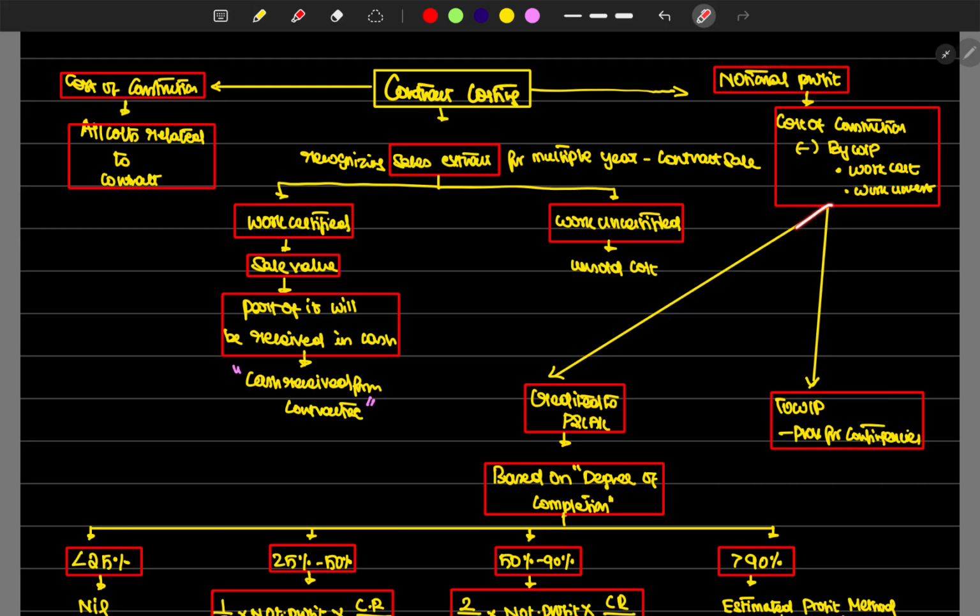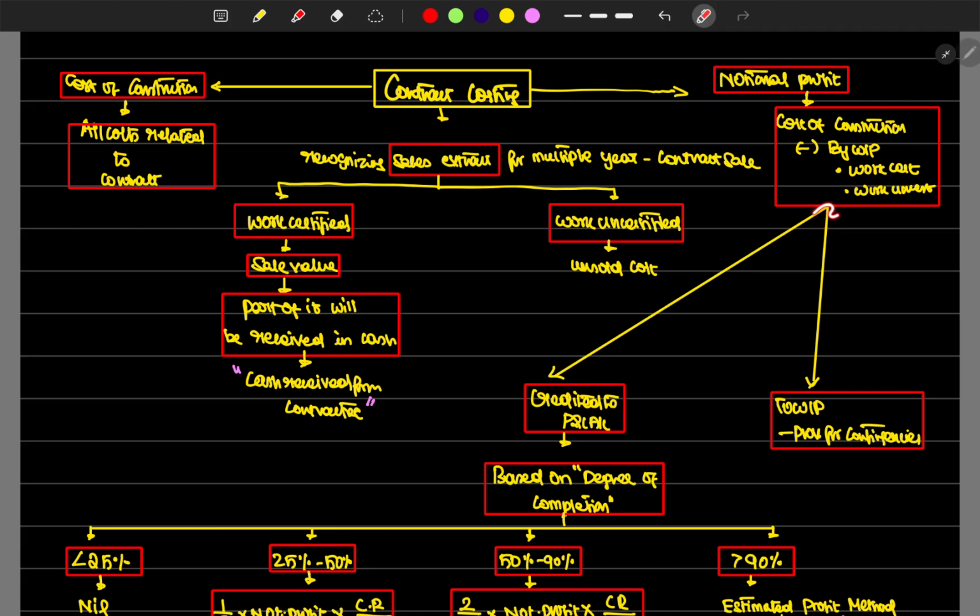How can we extract the actual profit out of the notional profit? There is a method for that. Notional profit we can split into actual profit and provision for contingency. Provision for contingency means there might be some contingency that arises in future. For that we have to allocate some amount, so provision for contingencies.